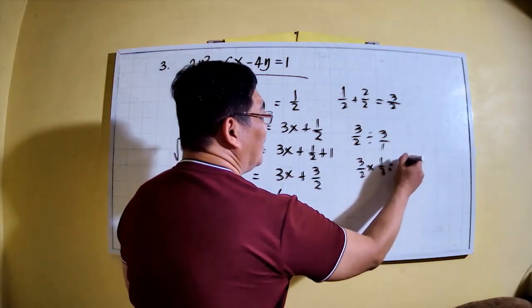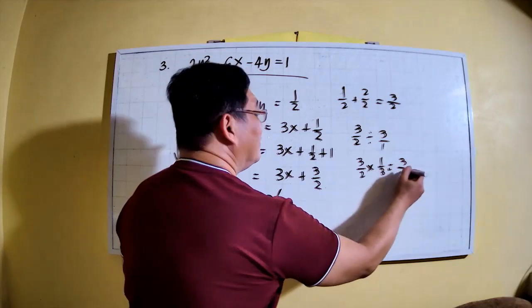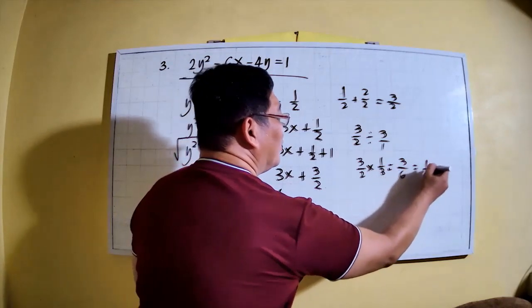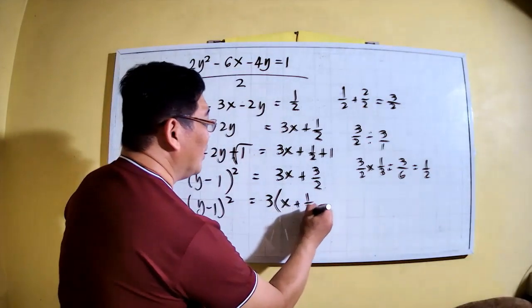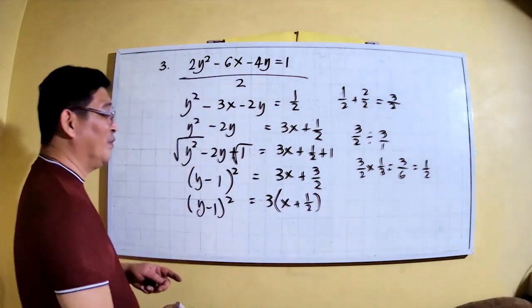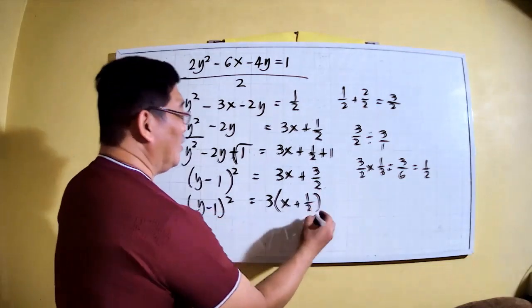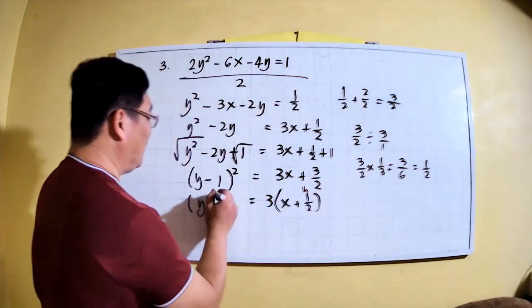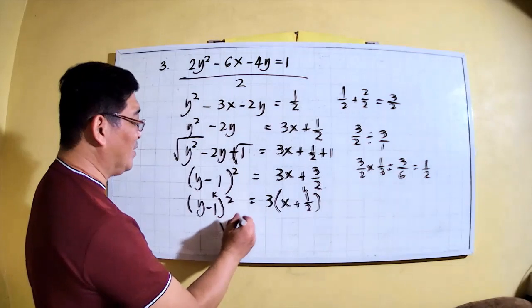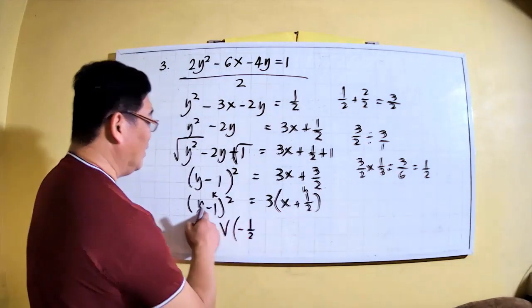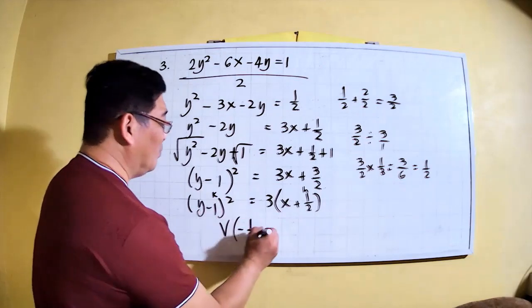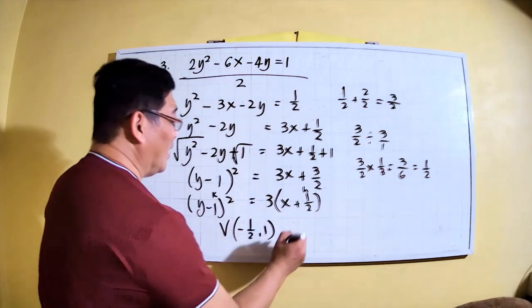3 times 1 is 3. 2 times 3 is 6. Plus 1/2. So, meron tayong value ng h, k. Ito ngayon yung h natin. Ito yung magiging k. So, your vertex is h, k. Positive dito, negative 1/2 yan. Negative 1, negative dito, magiging 1. Yan.